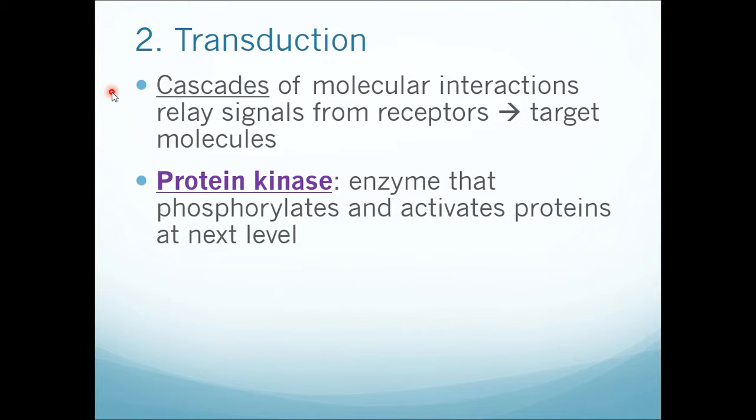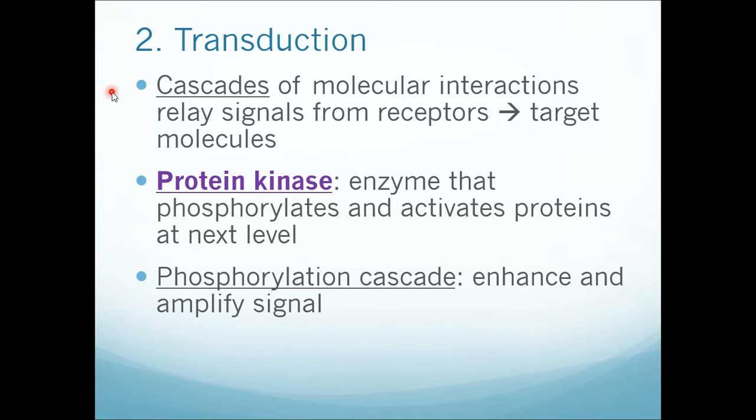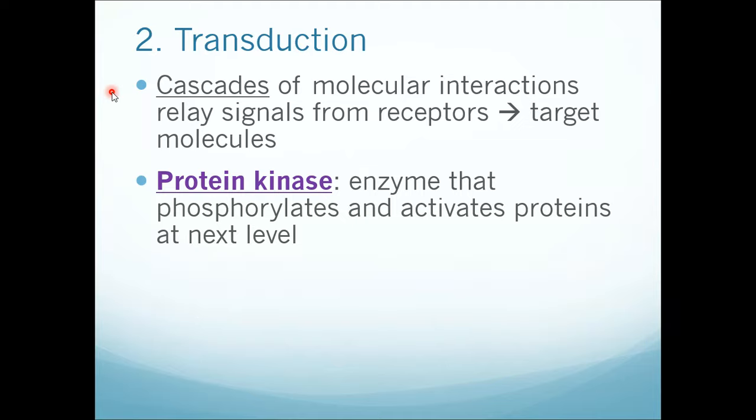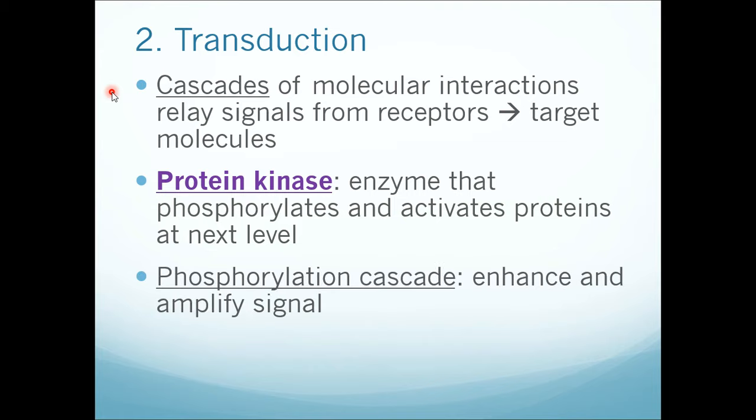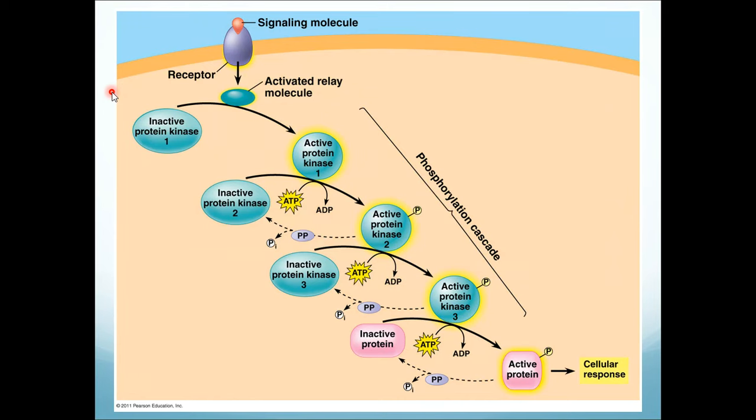One enzyme that your textbook will talk a lot about is protein kinase, and this is an enzyme that will actually phosphorylate and activate proteins. This is going to be responsible for the response side of things. You should just be familiar with this enzyme. I don't need you to be able to draw it or anything like that. And then there's phosphorylation cascades. This is basically the same idea as the domino effect, except specifically with adding phosphate groups. Here's what it might look like in a real cell.